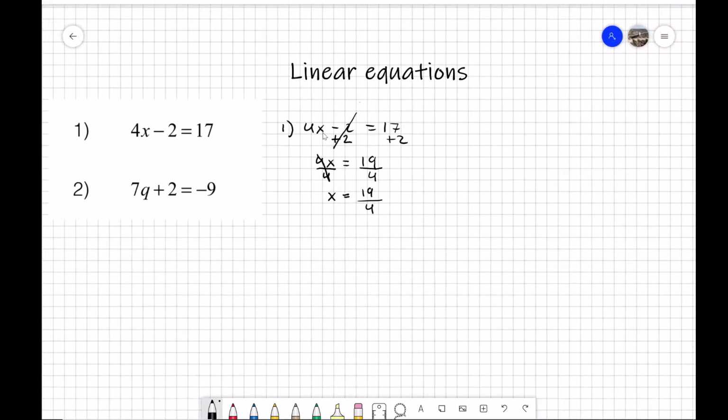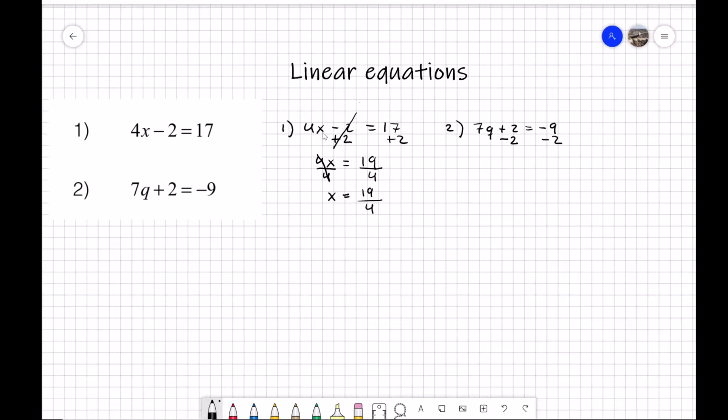So now let's do one more example. We have 7q plus 2, and that's equal to negative 9. Again we have to look for the weakest bone, which in this case is again a multiplication and an addition. The multiplication is stronger than the addition, so that means our weakest bone here is the addition. In order to cancel out that addition, we have to do the opposite operation, which is subtracting 2, and whatever we do to this side, we have to do to the other side.